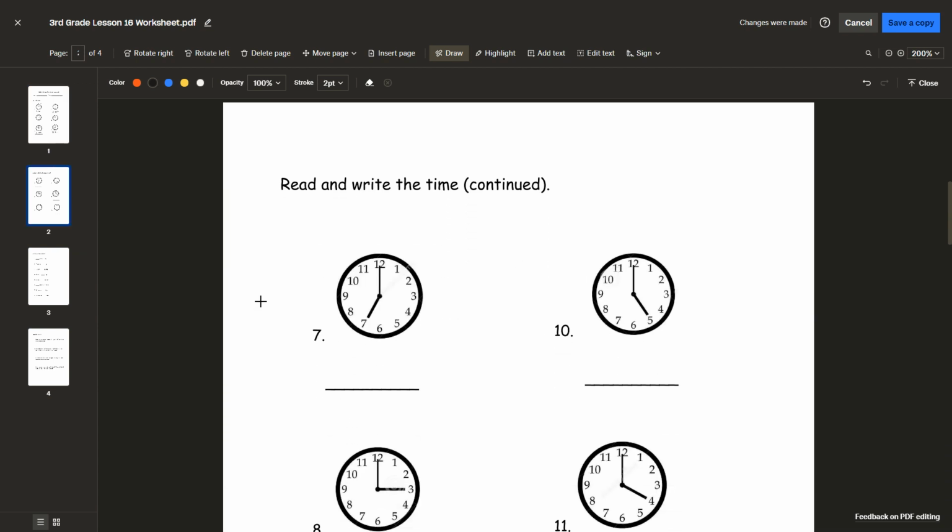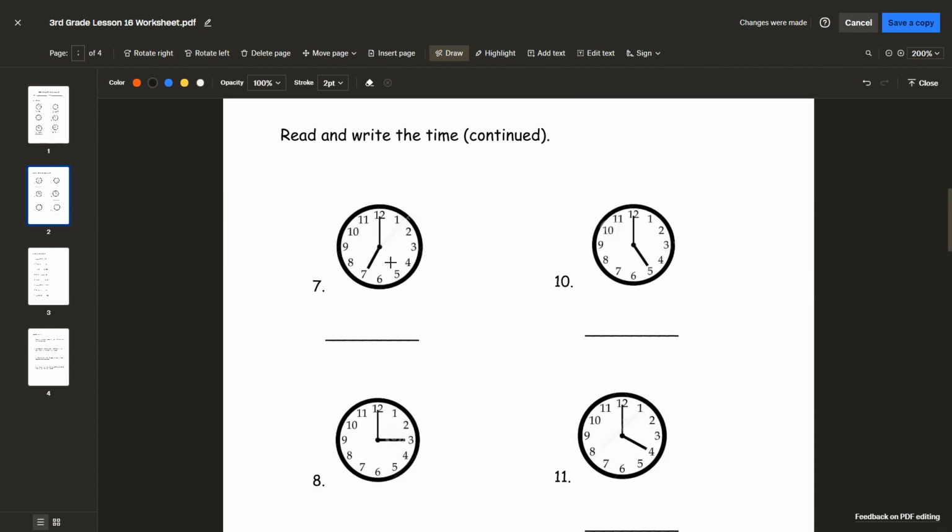Next page, so it says to read and write the time again. So let's start with number 7. Our hour hand is pointing to 7, right? So we can write this down. And then our minute hand is pointing at 12, which we know is 0. So we write 7, 0, 0. Okay. And then we can see number 10 here. Our hour hand is pointing to 5, so we can write 5 down. And then our minute hand is pointing to 12, which is 0, 0.